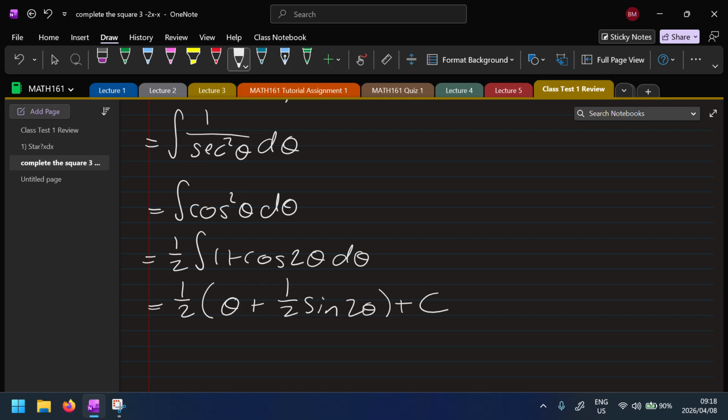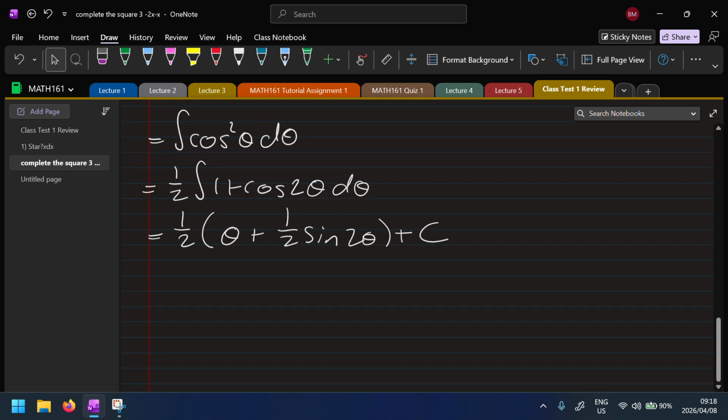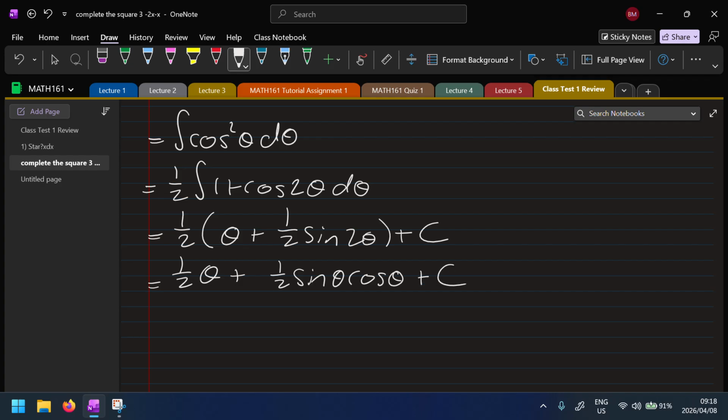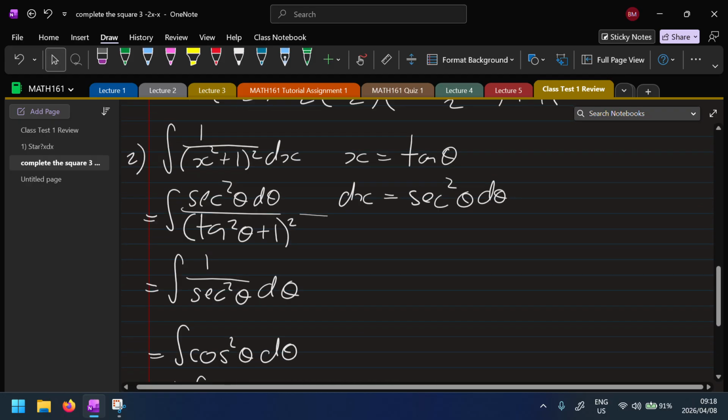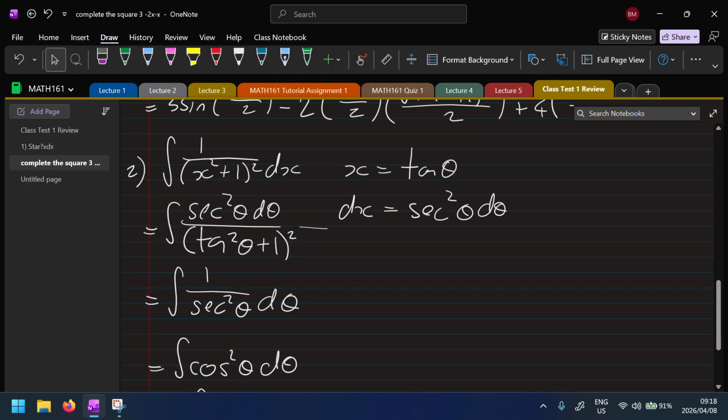Yep. So integration, that gave you your other mark. And then we go back. So this will be half theta plus half sine theta cos theta plus c. So theta, that's just going to be arctan from the substitution we did. We need the other two, so let's draw the triangle.